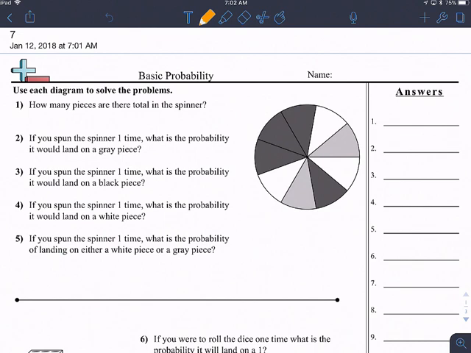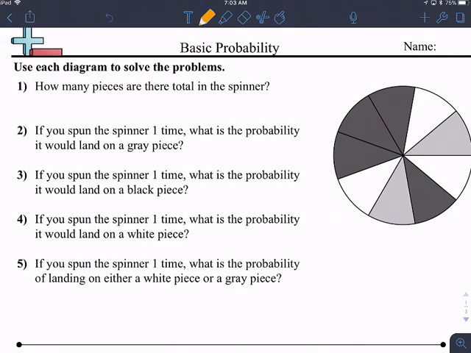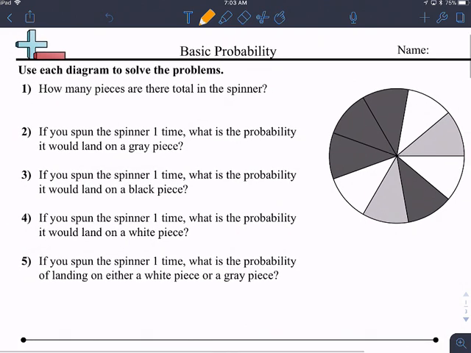This is a video of some basic probability problems that we're going to go over. So we're going to start with the first one, which is the spinner, and it says use each diagram to solve the problems. So number one, how many pieces are there total in the spinner? This is always one of the first problems that you should find out when you're working on any probability problem, whether it is asked specifically or not.